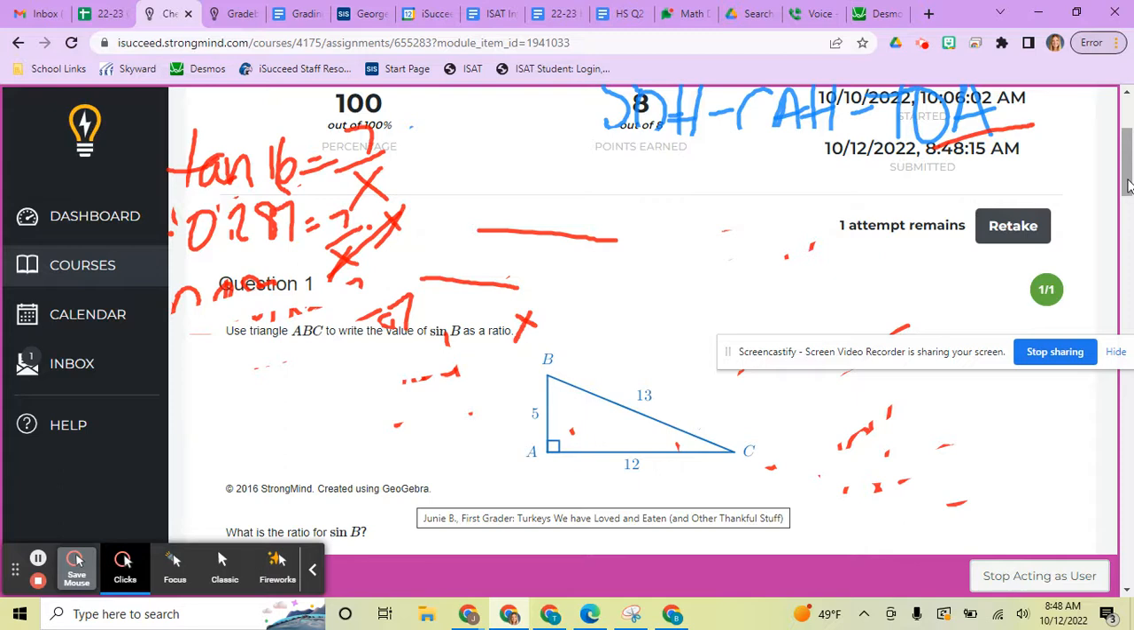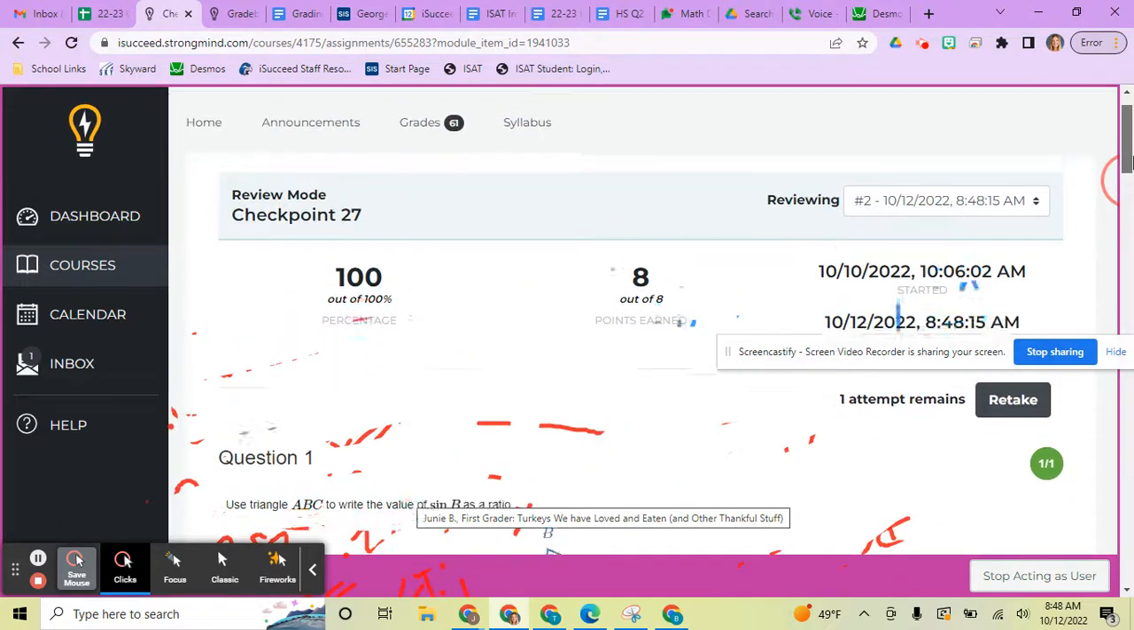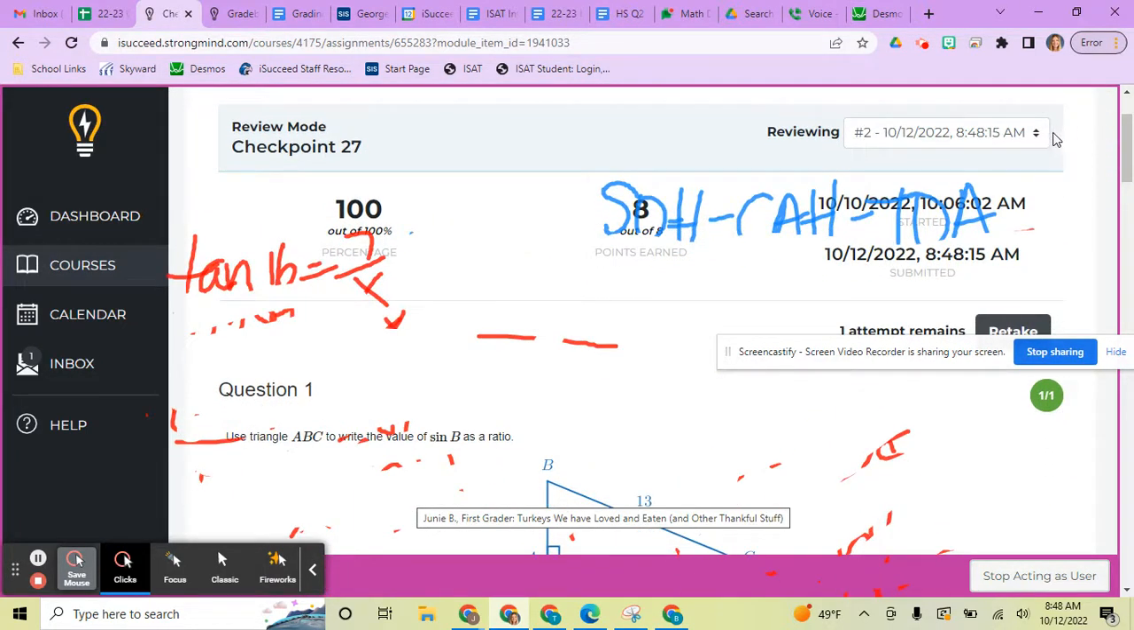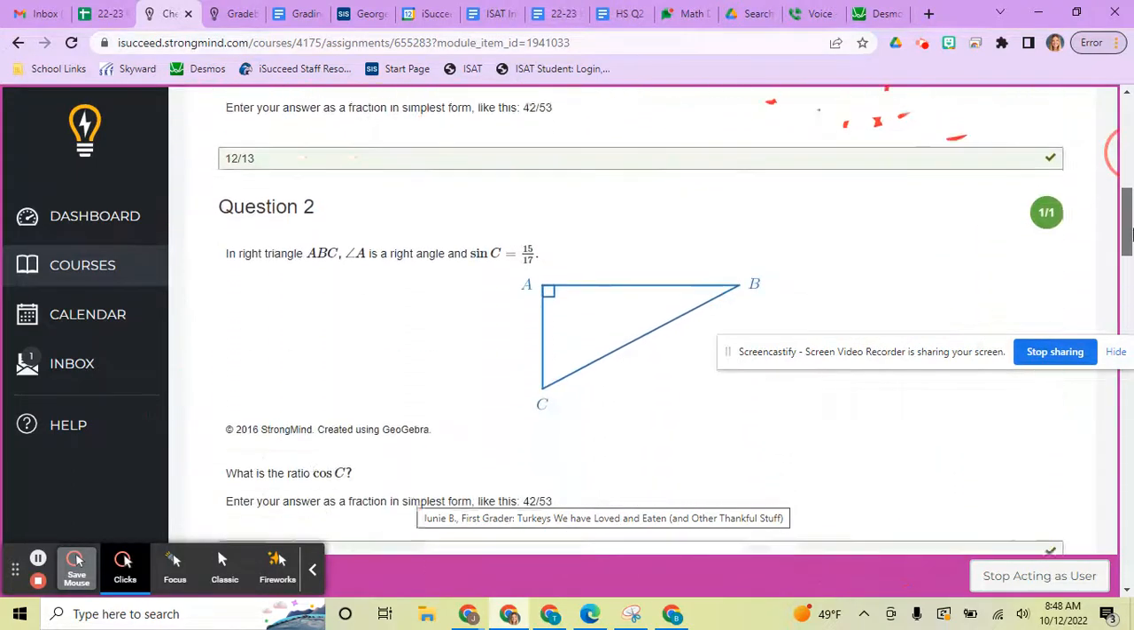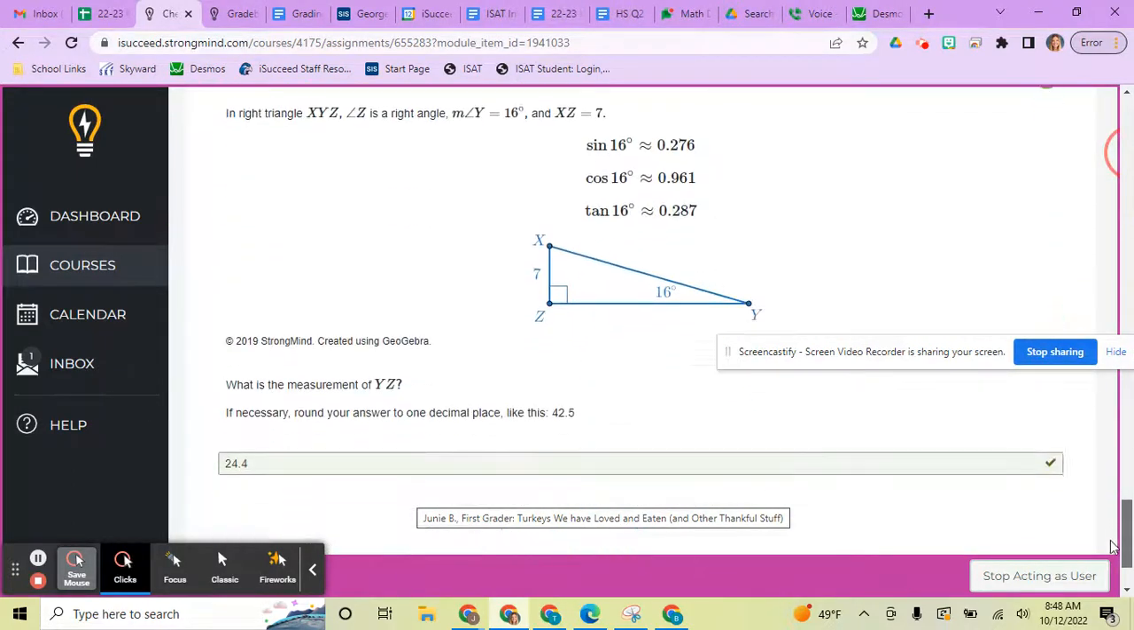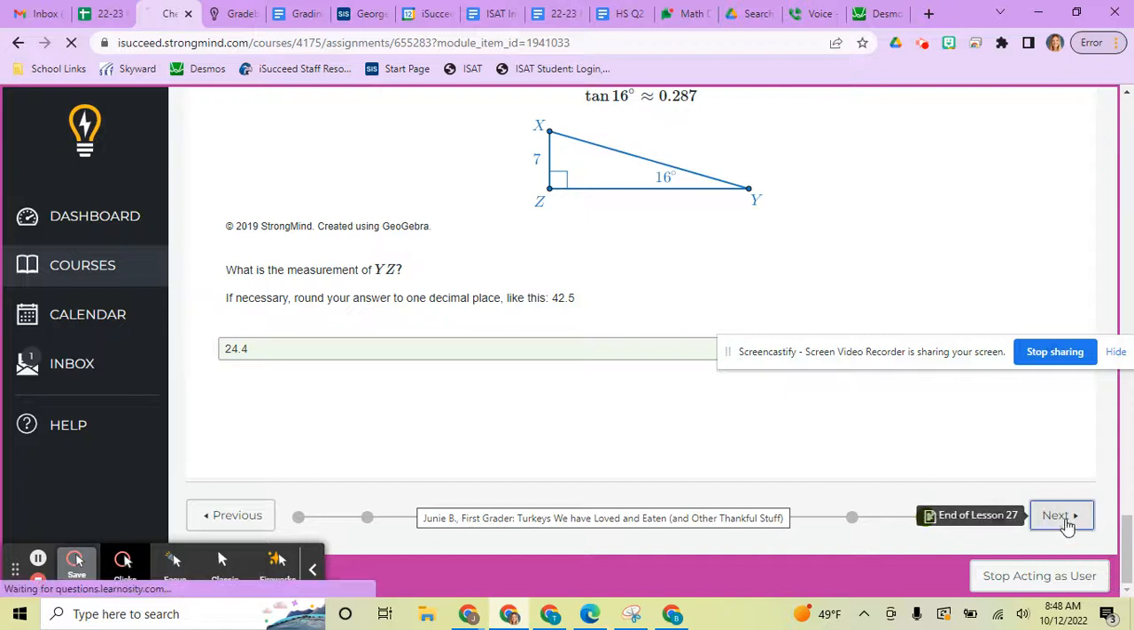All right, so we got 100% on that attempt. I really don't know why. Oh, now it's saying that that was only your second attempt? Strange. I do not know why that checkpoint is being so weird to you because I know I added other attempts for you. Anyway, now you got 100%, so you should be able to move forward.